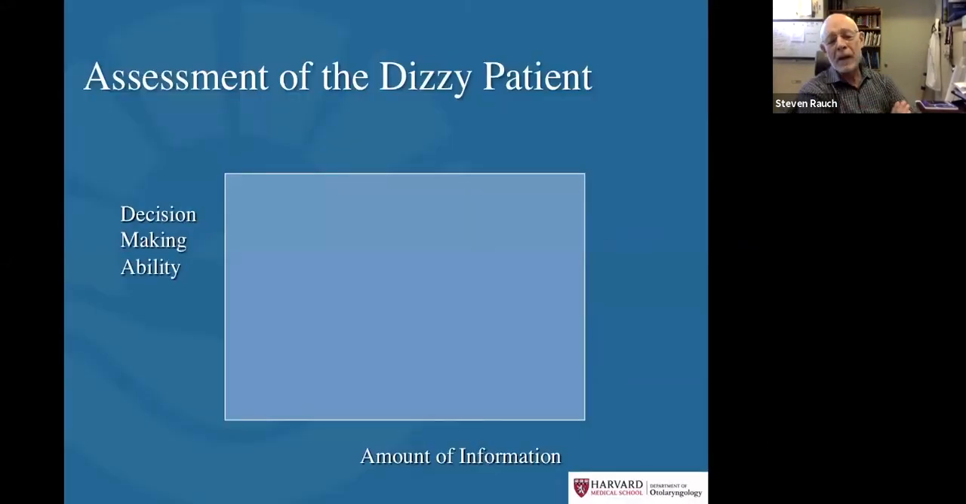So the real challenge in assessing the dizzy patient is collecting the right information. And this is a cartoon about decision making. It's not specific to balance or dizziness. It's just a general cartoon about collecting information and making good decisions. As you collect more information, your ability to make a good decision rises. However, there is a point where you've collected too much information and your decision-making ability goes south.